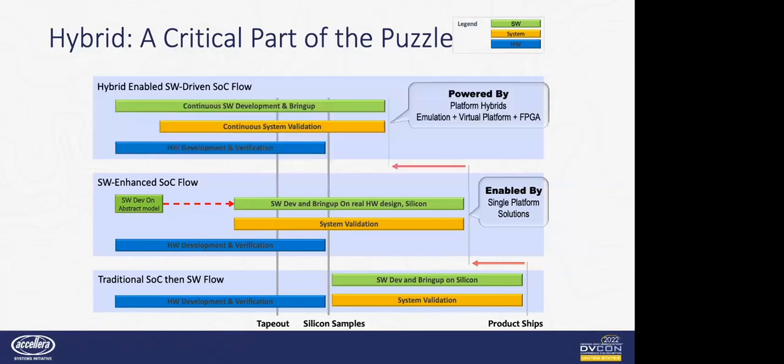So that brings us to the hybrid. Here, we combine the values of the virtual platform with the emulation and the FPGA prototype. You start with that abstract model and you incrementally make it more detailed, and you can bring in the emulators and the prototypes to provide more detail at the highest possible performance.